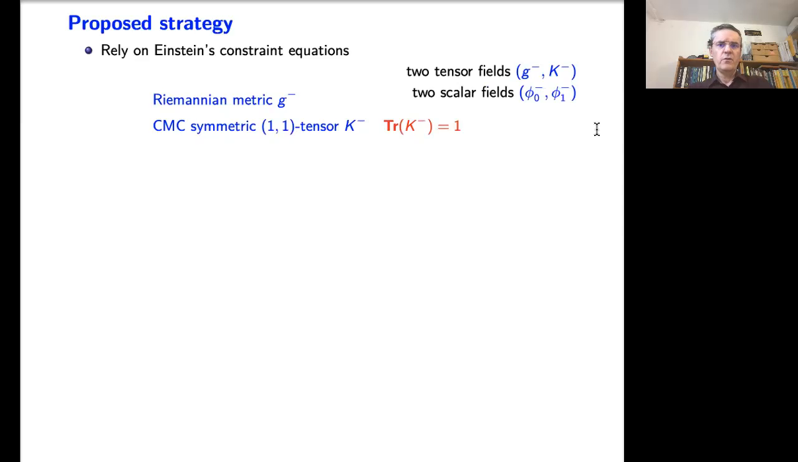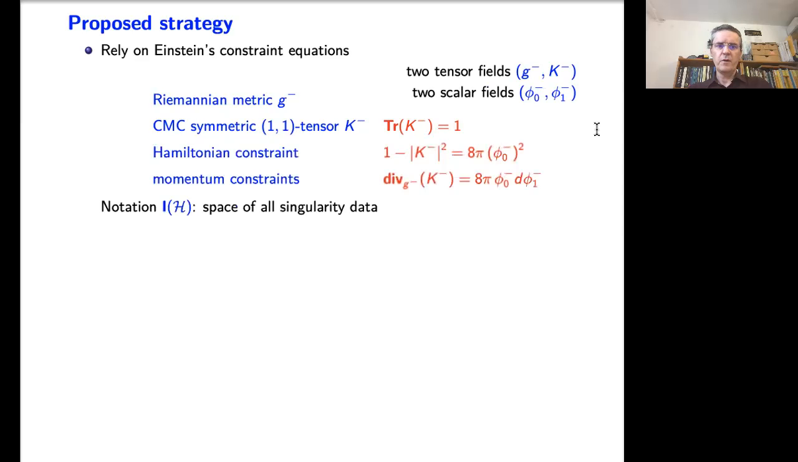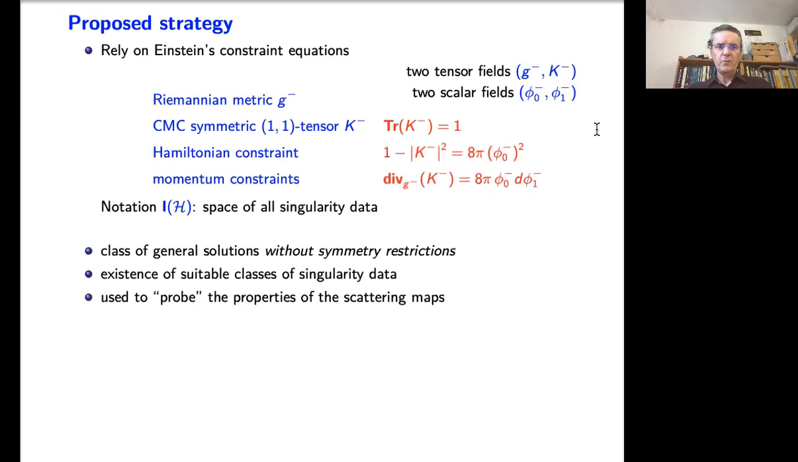So what are our strategies here? We rely on the constraints. You remember that we have g minus, K minus, phi 0 minus, phi 1 minus as our data. These data satisfy certain constraints. The first two constraints are algebraic in nature, but the third one is a differential constraint. So we start with that, and we analyze general solutions of these constraints, not imposing any symmetry restriction. No symmetry. We construct suitable classes of singularity data that help us, in some sense, to probe the properties of the scattering maps. So we assume that there is a certain scattering map, but we want to classify all possible maps. We don't know much about it, except that it is ultra-local.